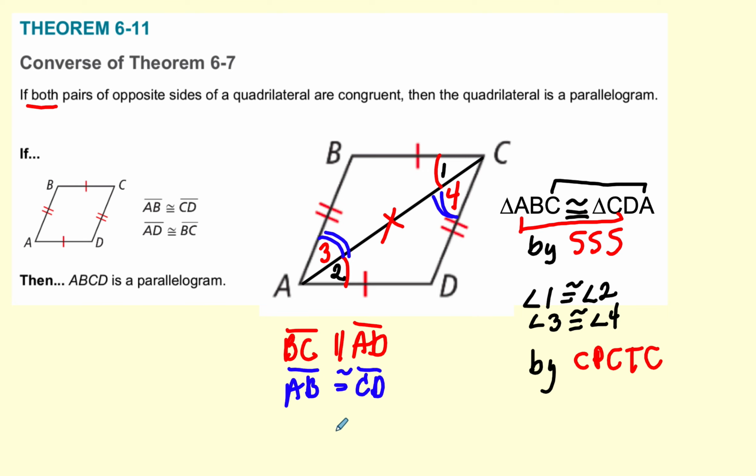And this is because if alternate interior angles are congruent, then the two lines are parallel. Now we got parallel here and we got parallel here. We definitely have a parallelogram.